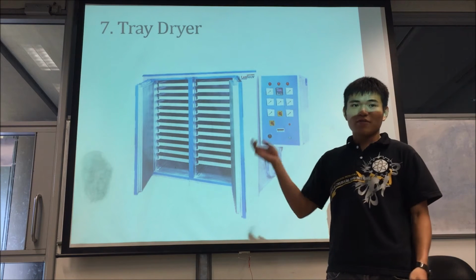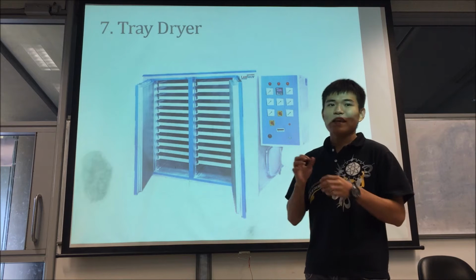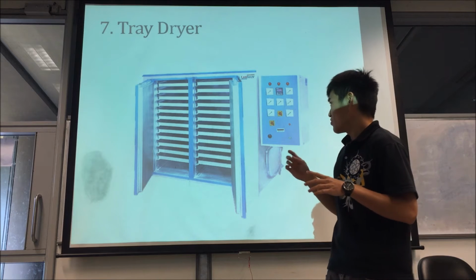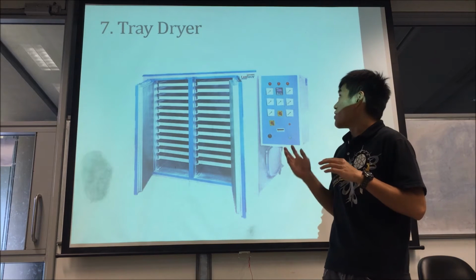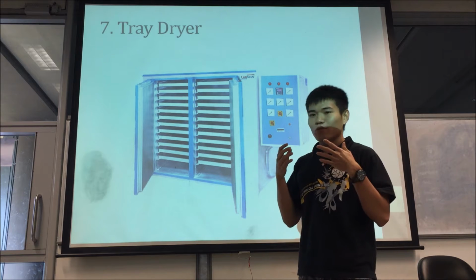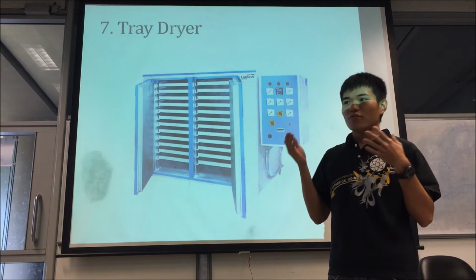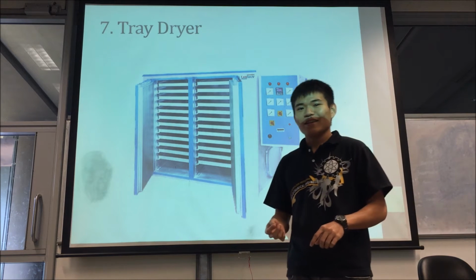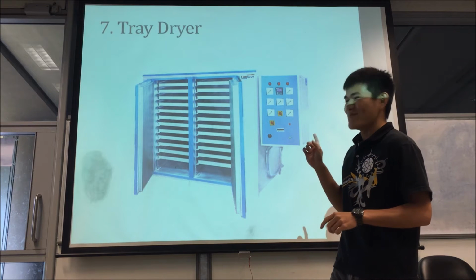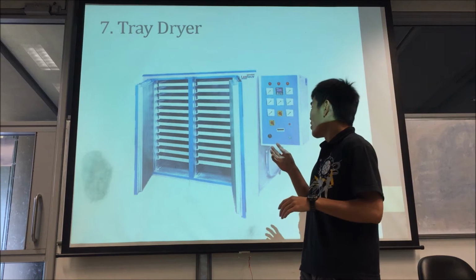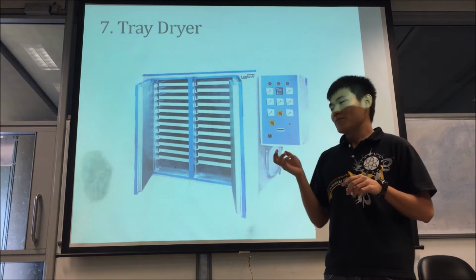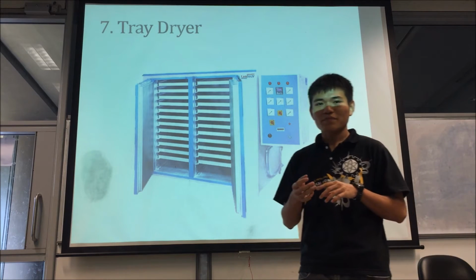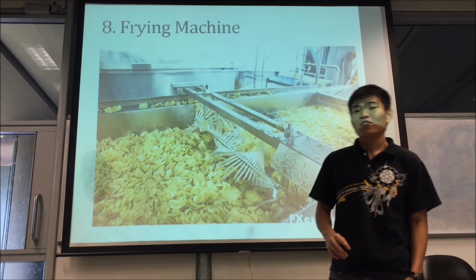So the equipment involved in the tray dryer is the sensor, which senses the temperature and humidity inside the tray dryer. Secondly is the heater to produce heat in the tray dryer. Why? It is because if we produce more heat, the evaporation will be faster and the drying process will be faster. And the next one is the fan and blower. This provides the tray dryer with a constant speed of air so that it will make the drying process faster. And the next is the frying machine.